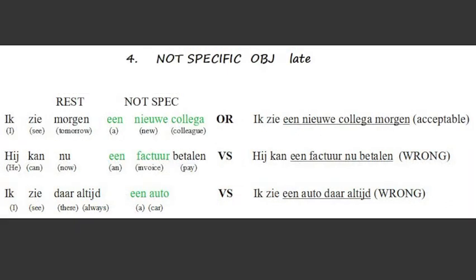Closely related to this is the fourth guideline, where you should use a not specified object relatively late in the sentence, except when you have time expressions, which can be quite flexible. The example sentences on the left are read as follows. Ik zie morgen een nieuwe collega. Hij kan nu een factuur betalen. And ik zie daar altijd een auto.